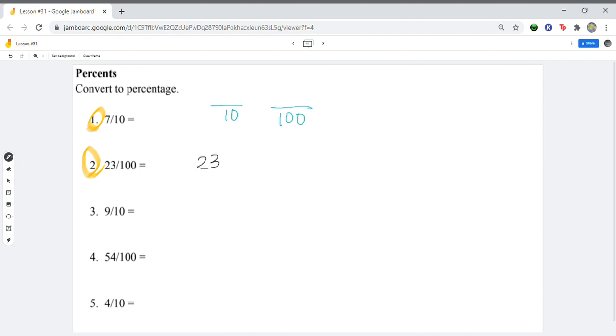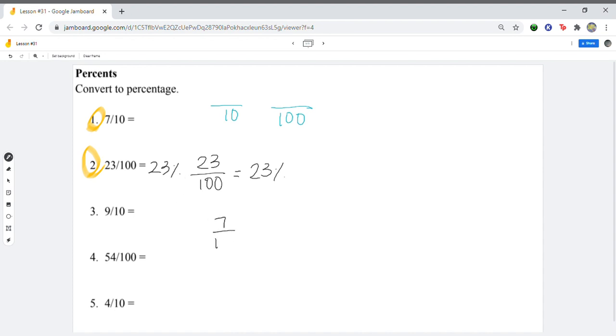So when you have 23 over 100 as your fraction, to convert this into a percentage is simply 23%. Your numerator becomes the percentage, as you can tell, and this only occurs when the denominator is 100. If it's over 50, this does not happen. You don't convert into 23%. This only happens when it's over 100. So I'm going to show you what happens when it's over 10, which is with number 1. So number 2 is 23%, which is pretty easy.